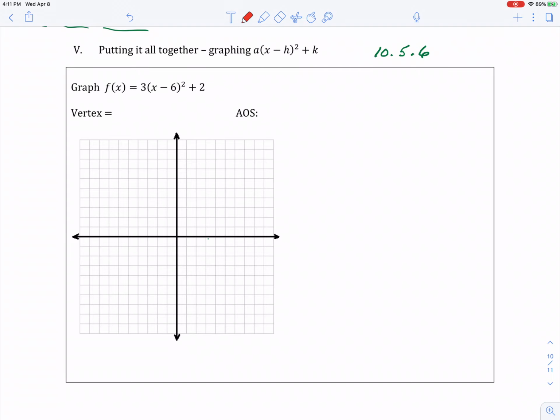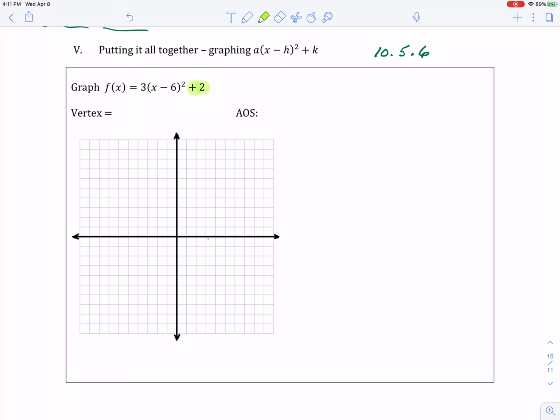I'm still working in section 10.5, and this is the sixth and final video from the first half of section 10.5. I've got another half to go after this. And this is where we put it all together. You're going to see several things happening here. So let me begin at where we began.